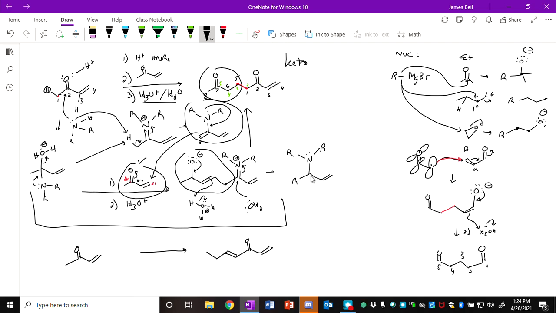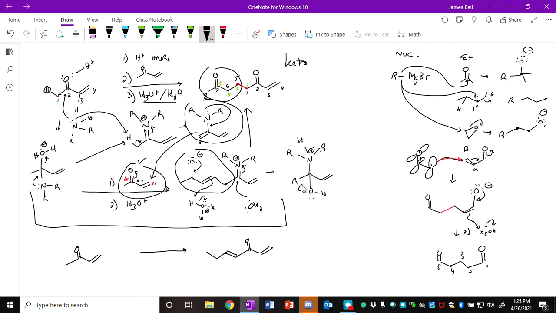And a water has attacked there. So then a water would deprotonate this. Another water would come in and pick off this proton. Then the nitrogen would pick up a proton from the H3O plus. That would become protonated, making it a good leaving group.